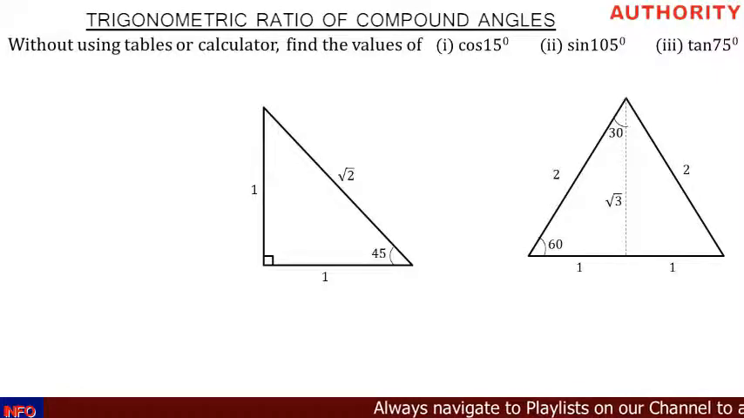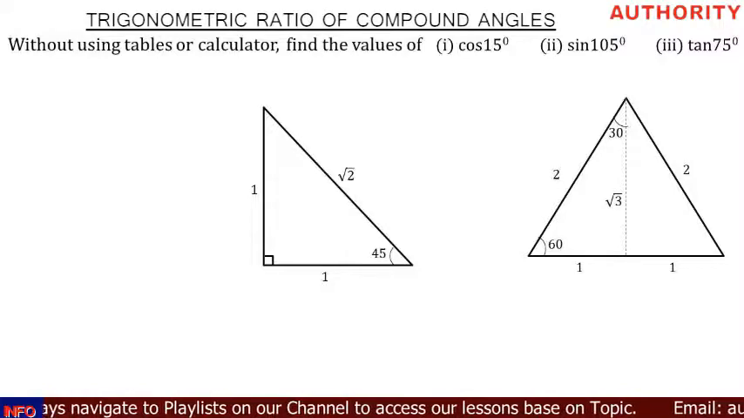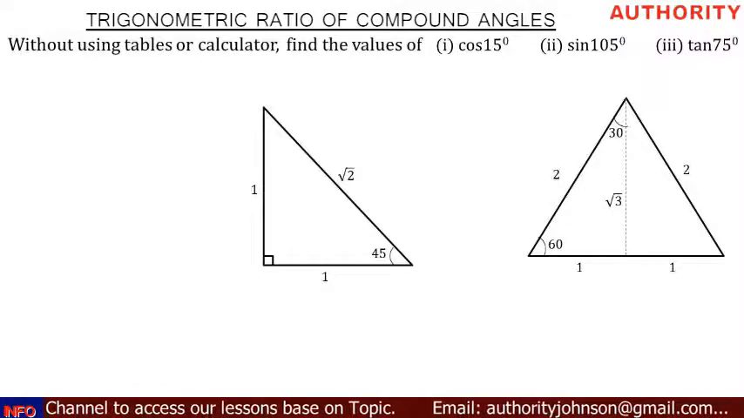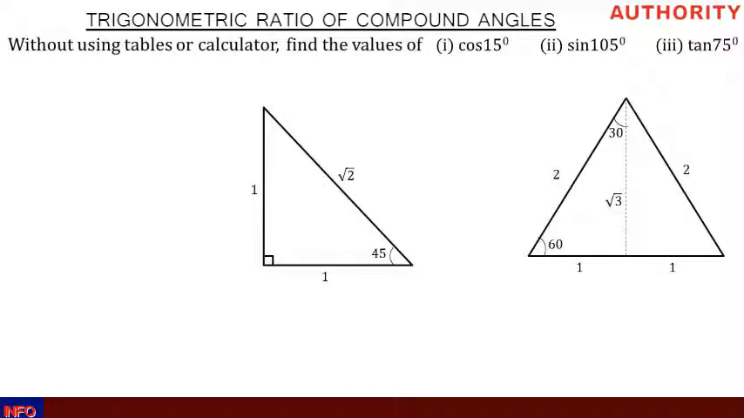Now from this place, we are asked to solve for 15 degrees. In one of our lessons, we solved for some special angles. We did not solve for 15 degrees, but we solved for 30, 45, and 60. So what we're going to do here is ask ourselves a question: what can we do with these angles, 30 degrees, 45 degrees, and 60 degrees, so that we obtain 15 degrees?